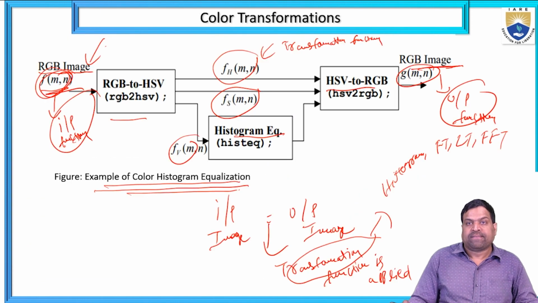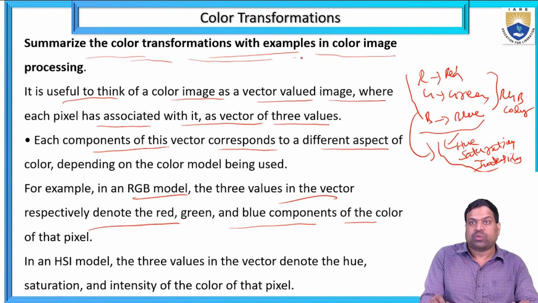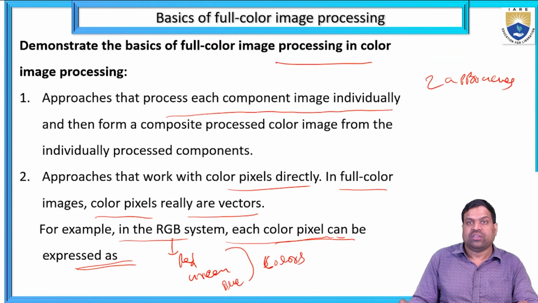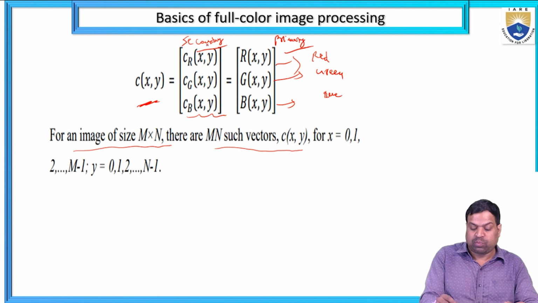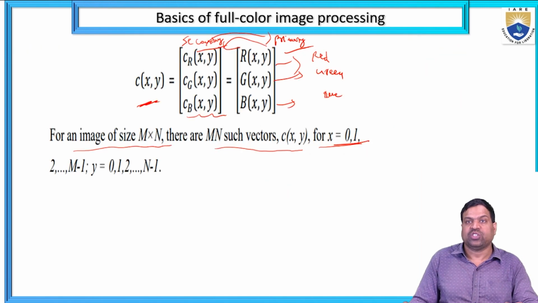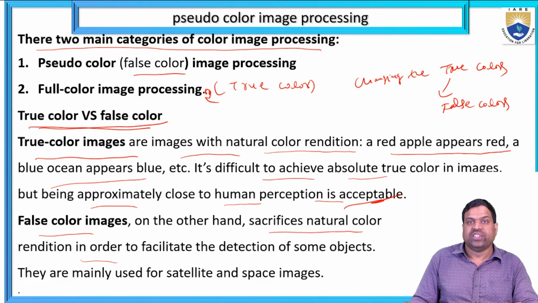Here we majorly discussed summarizing the color transformation with an example in color image processing. We discussed the histogram, and here we demonstrated basic full color image processing. We discussed two approaches of full color: from the secondary color to the primary color to the secondary color with a suitable vector function. It is a spatial mask for grayscale and RGB. Another question here is intensity slicing.